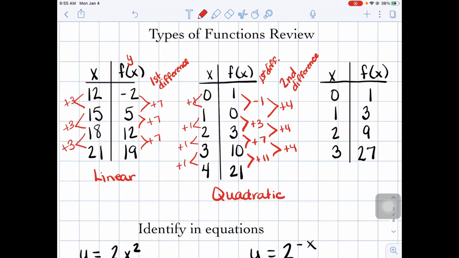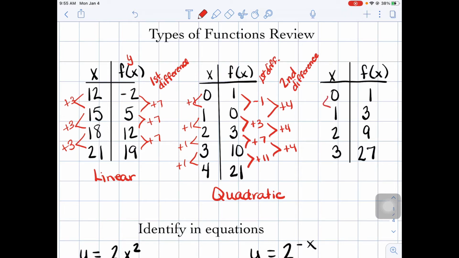So we know the first one was linear because our x's raised by the same amount and our first difference was all consistent. Our second example, first side, the x's were all consistent, but our first difference was not. But when we looked at our second difference, we saw that it all raised by +4. Now let's look at the third example.